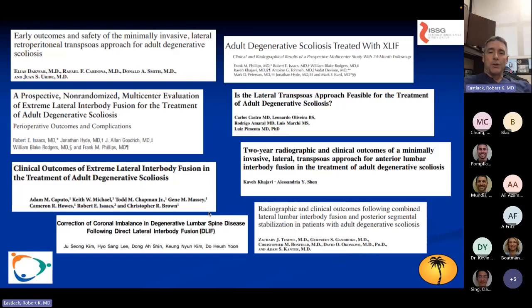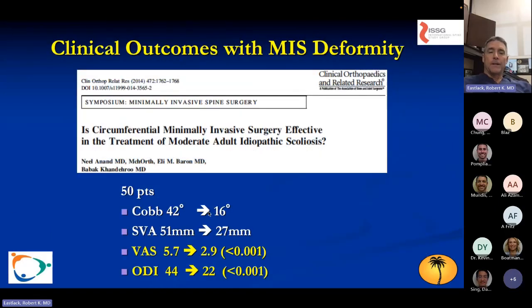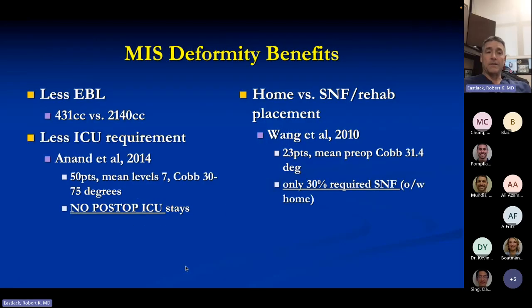These are largely early efforts to evaluate, often in a retrospective, but sometimes in a prospective way, what we were doing with MIS techniques in the deformity population. The clinical outcomes early in the process of evaluating the techniques were not too shabby. As you see, though, the deformities were fairly mild, CAB of 42 in this series, but there was an improvement in SVA and a reasonable drop in the deformity. I'm sorry, in the outcome metrics and visual analog scales.